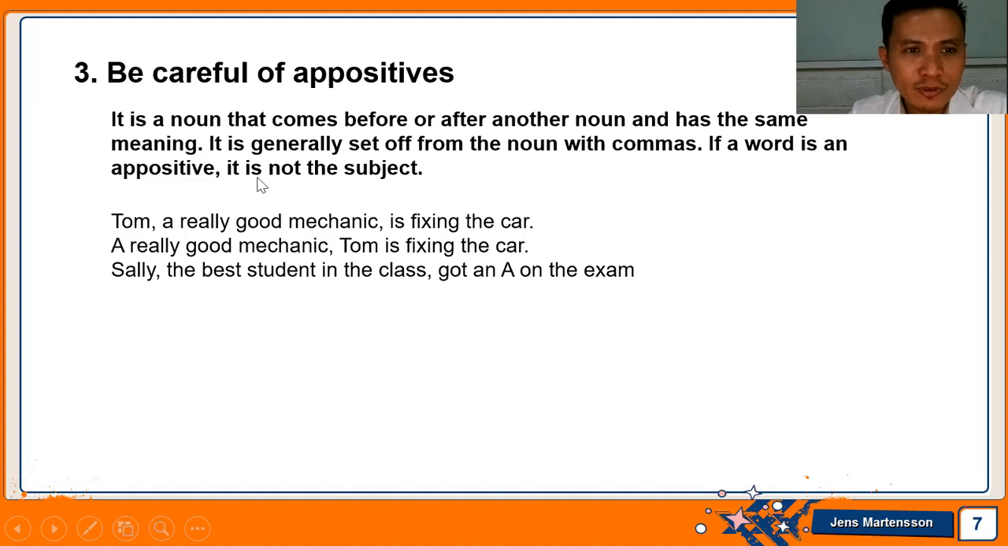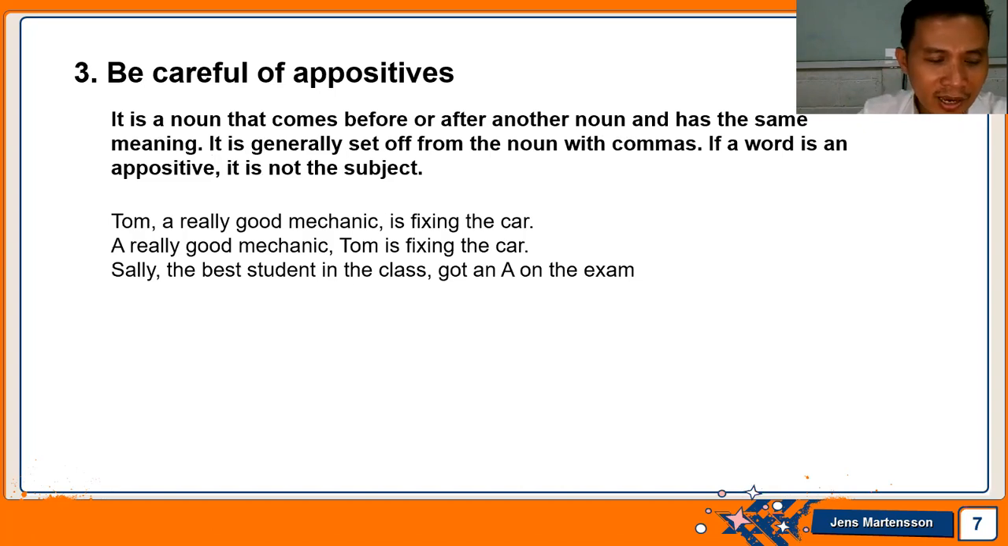If I have to translate into Bahasa to make you understand: a noun that comes before or after another noun. Jadi kata benda yang datang sebelum atau sesudah kata benda yang lain. And has the same meaning, dan dua kata benda itu mempunyai arti level yang sama. Not the meaning of a chair, for example, or a table, but the same level. It's just like an explanation of that word. Okay, understand?